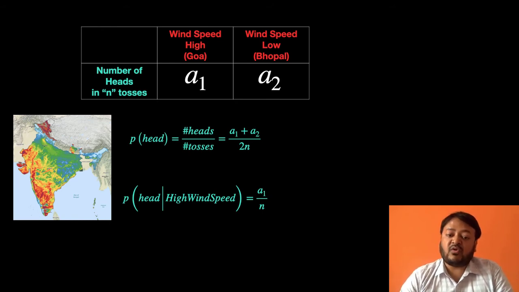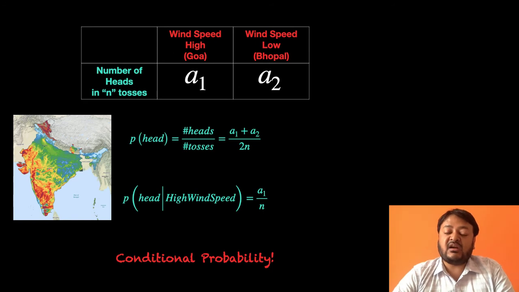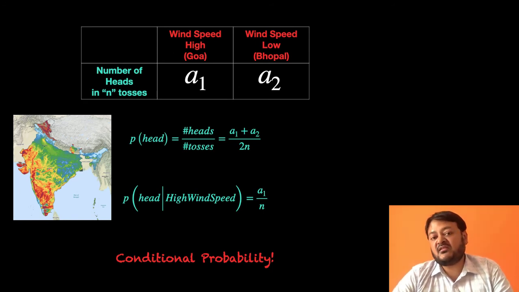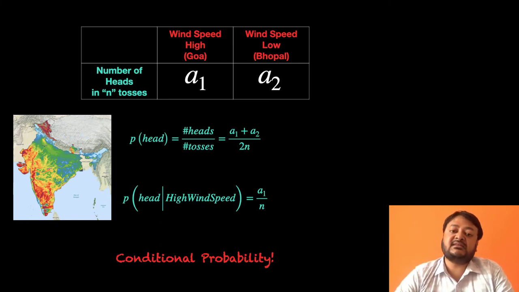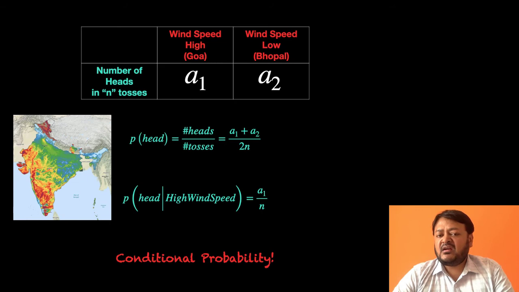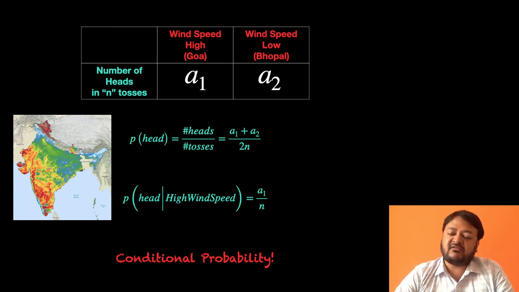And similarly, if you want to find the probability for head given low wind speed, that would be a2 by n. So this is what is called conditional probability, because instead of talking of just the probability of an event, we are talking of the probability of the event given certain conditions. Now this is again fairly straightforward.